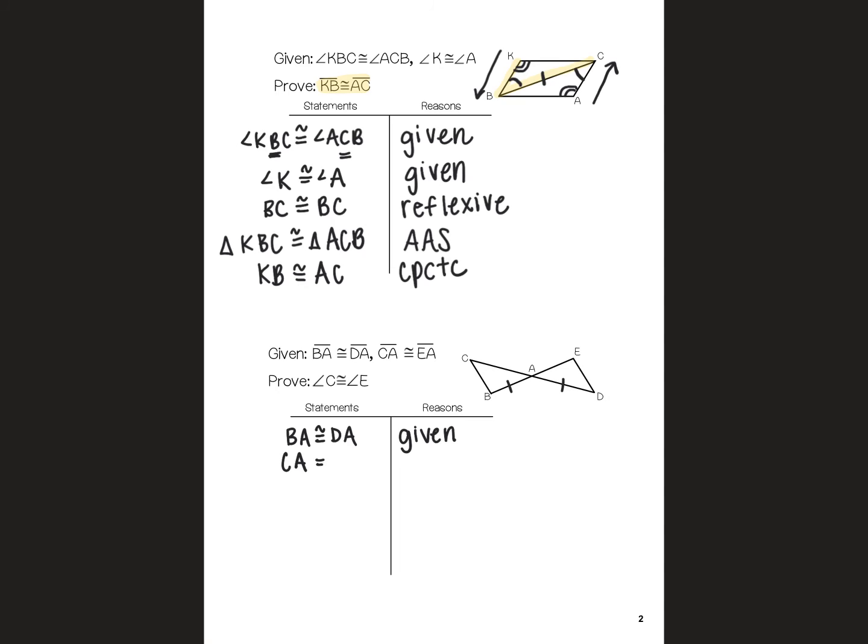Second given, CA is congruent to EA. That's given. Again, second side gets double marks. Make sure you're reading the letters. So up here is CA, here's EA. The next thing I'm looking for is either a side that they share, which there isn't one, or vertical angles, which we always know that there's vertical angles in this bow tie picture.